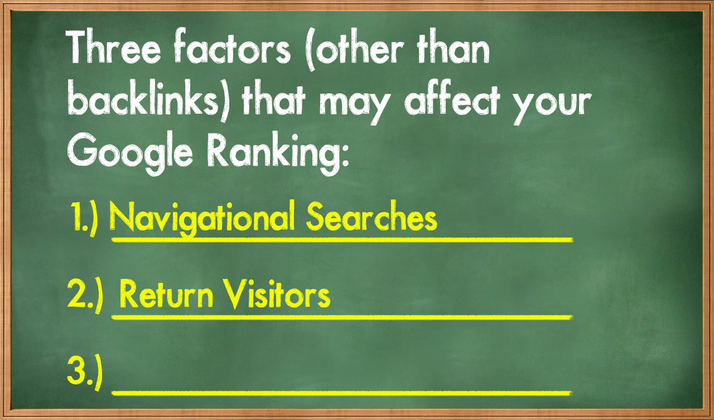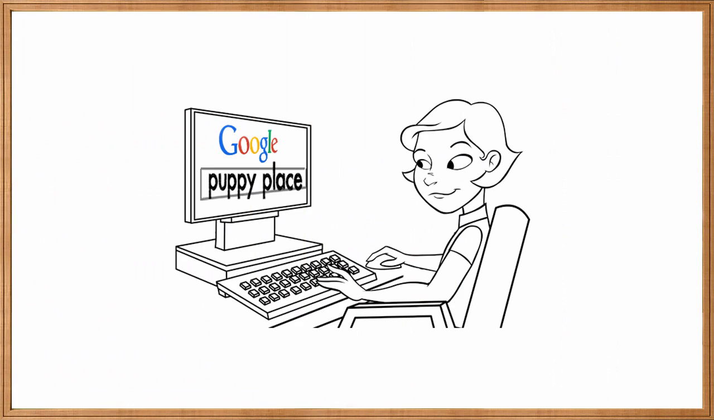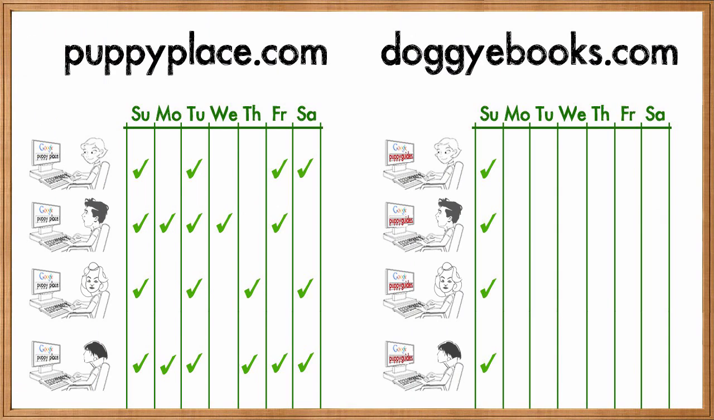Factor number 2, return visitors. Recall, in our previous example, Google can see the IP addresses of these unique users as they instigate navigational searches, which means they can also log the IP addresses of these unique visitors, and hence, Google knows which websites out there have return visitors coming to them again and again and again.